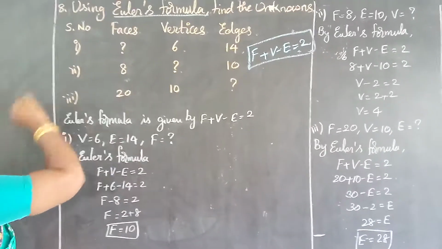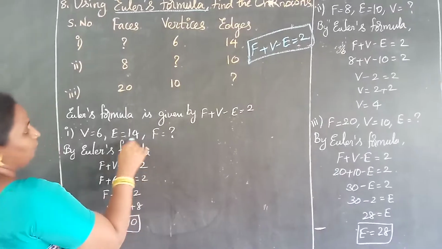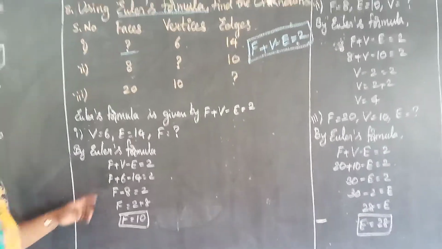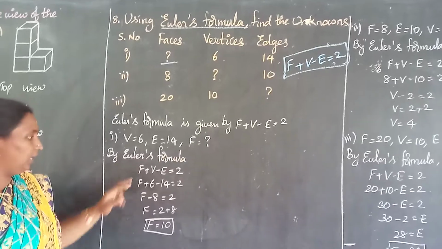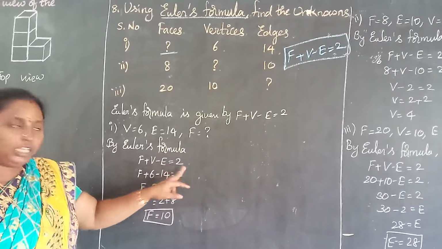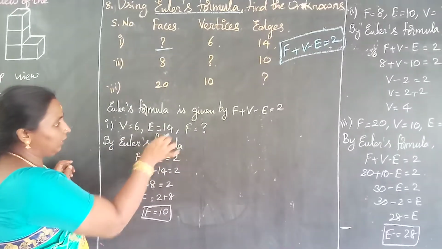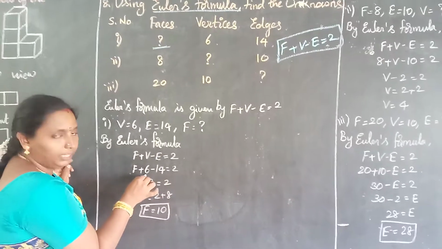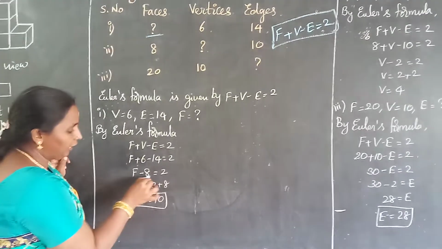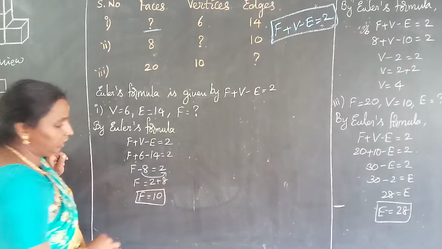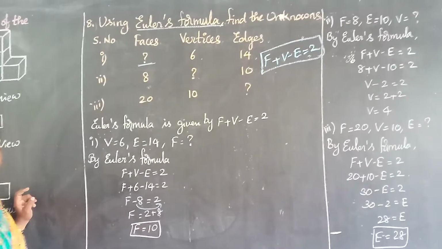So look at the first one. We know vertices, that is V value, as 6 and edges is 14. We are going to find the faces. So V equal to 6, E equal to 14, F we are going to find. By Euler's formula, F plus V minus E equal to 2. Substitute; F we don't know, so keep it as it is. F plus V is 6 and E is 14. So you get F plus 6 minus 14 equal to 2. 6 minus 14 you get minus 8. So you get F minus 8 equal to 2. Minus 8 goes to the RHS, it will become plus 8. So F equal to 2 plus 8, now you get F equal to 10.